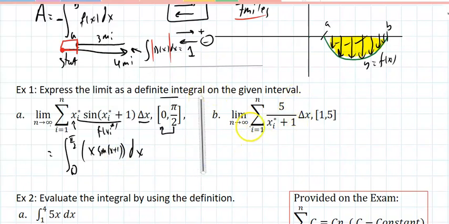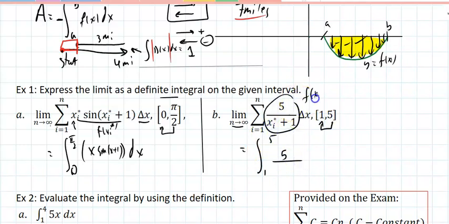And here, again, it's the limit as n approaches infinity. This would be the integral from 1 to 5 of 5 over, again, this is going to represent f of x sub i star. So what did you replace x sub i star with to get 5 over x sub i star plus 1? Fairly simple.